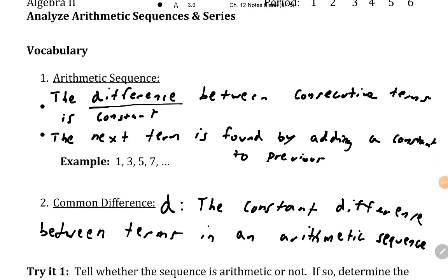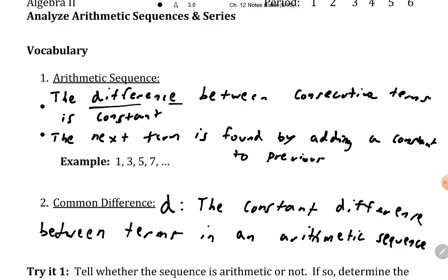Today we're going to be looking at arithmetic sequences and series. An arithmetic sequence contains two properties here. It's a sequence where the difference between consecutive terms is constant, and the next term is found by adding a constant to the previous term.